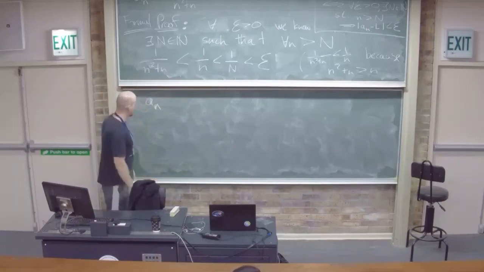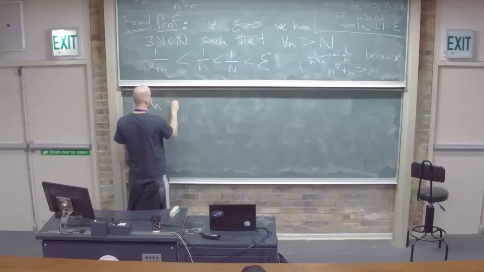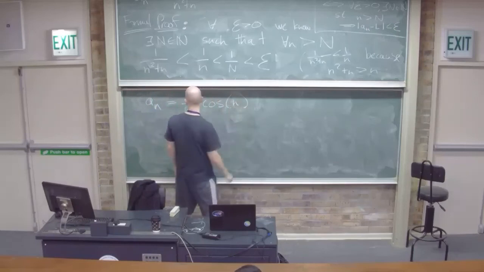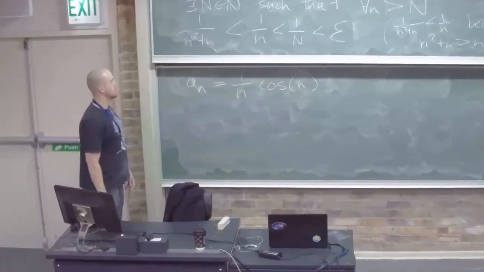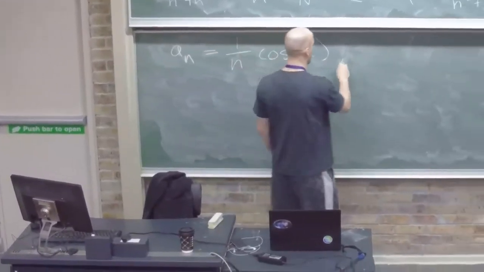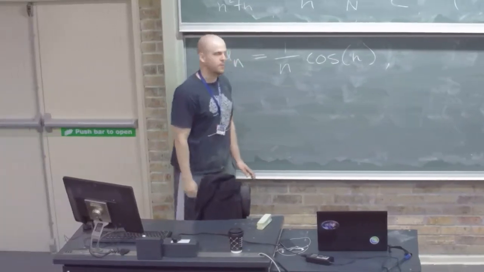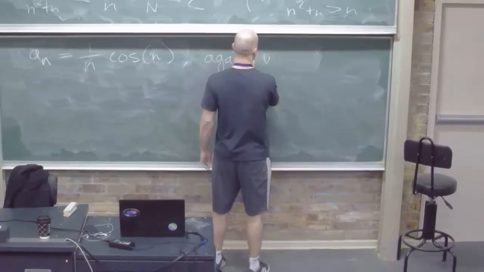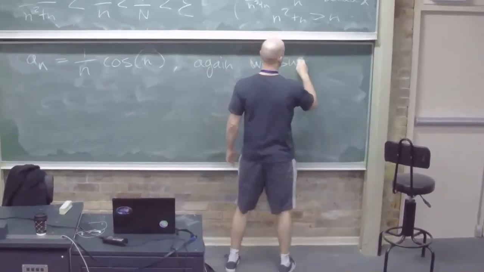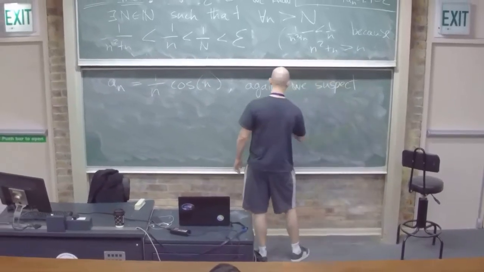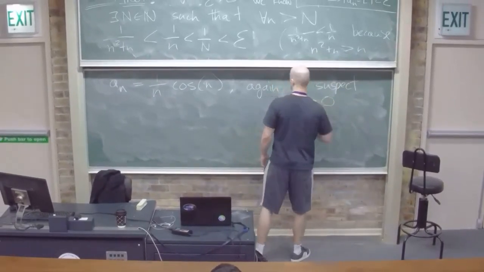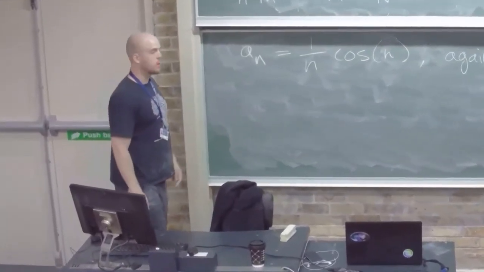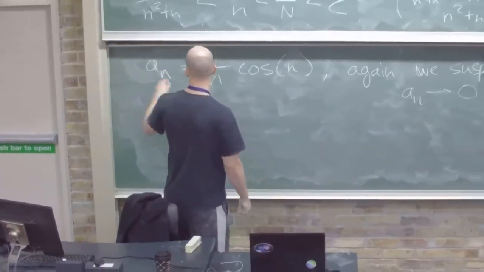Let's say, well, let's quickly do this one. We started out talking about this. Okay. And again, sorry, I do owe you one where we don't know the limit, but again, we kind of suspect that a_n goes to 0. Okay. And we'll do some rough work.